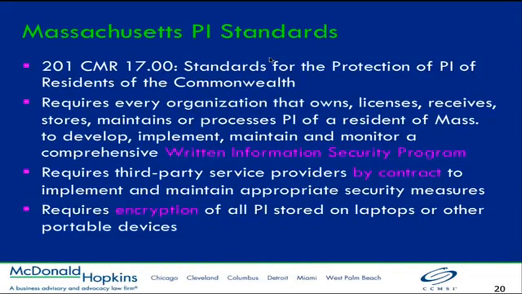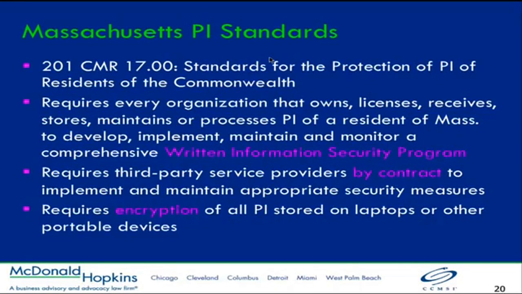Stepping out of the private standard of PCI and going to the state statutes. So I mentioned that there's a patchwork of statutes out there. 47 states have these breach notification statutes. The true gold standard is Massachusetts, and Massachusetts came online in March of 2010. And Massachusetts really rewrote everything because Massachusetts has a very long laundry list of things that you need to do to comply with their statute.